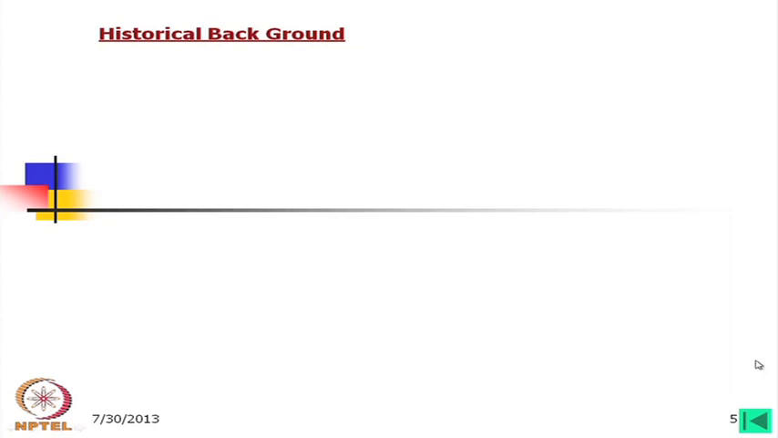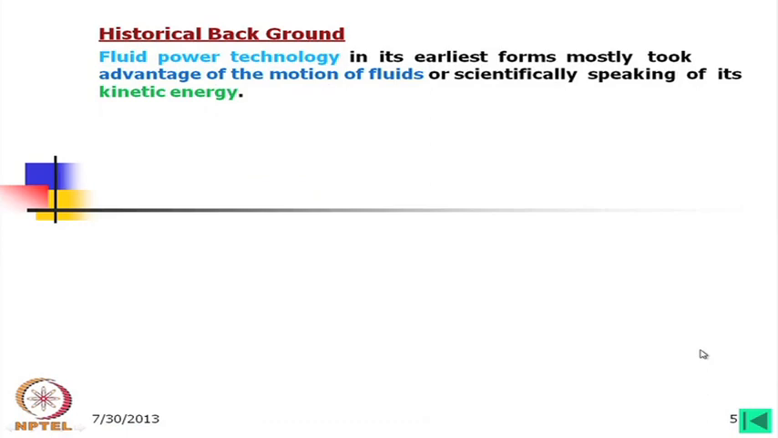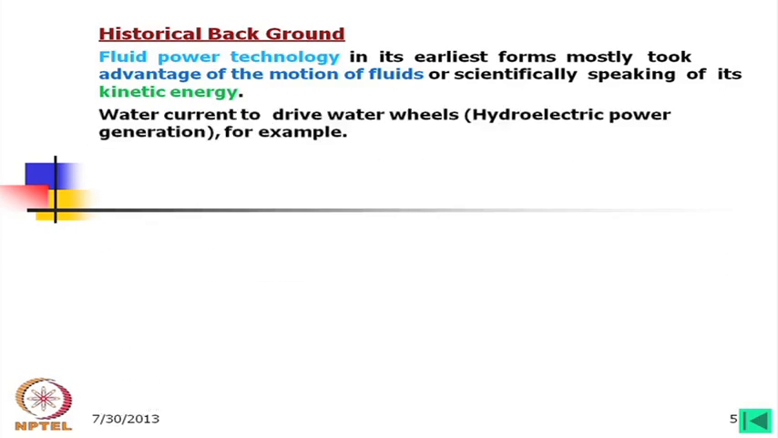Now, the historical background is as follows. Fluid power technology in its earliest forms mostly took advantage of the motion of fluids, or scientifically speaking, of its kinetic energy. Water current was used to drive water wheels, for example, and hydroelectric power generation is another example.